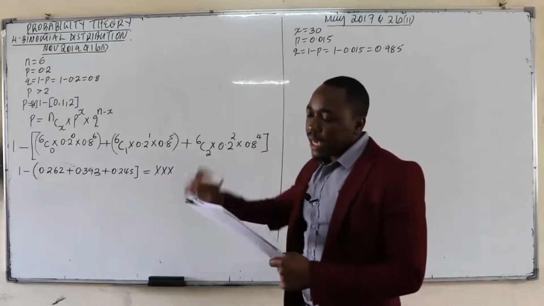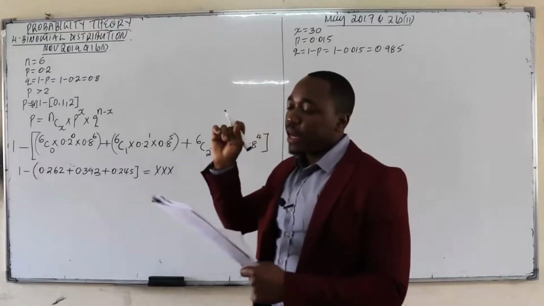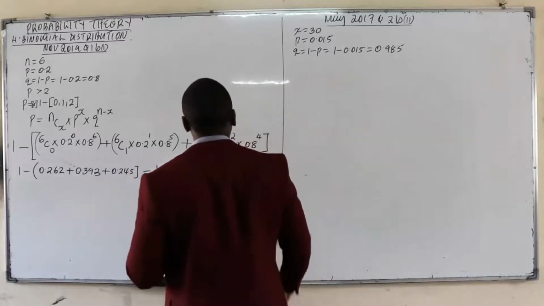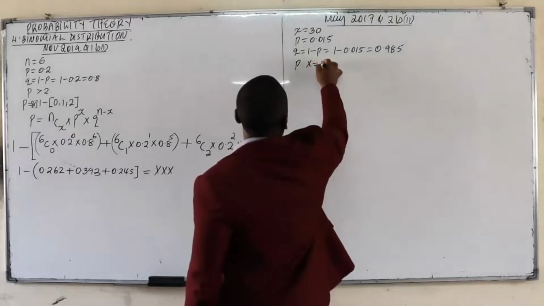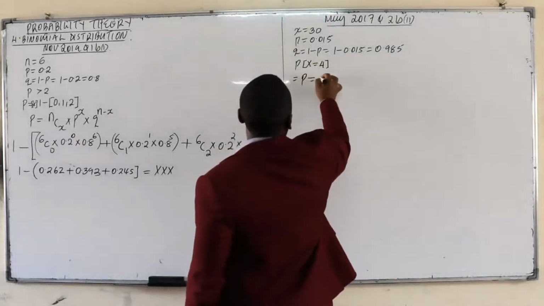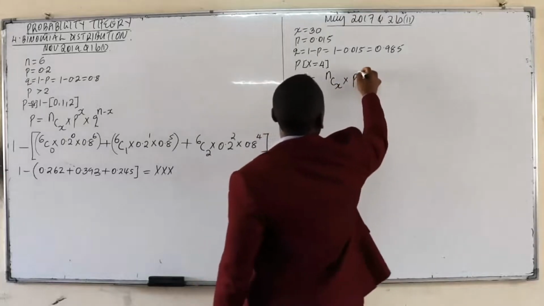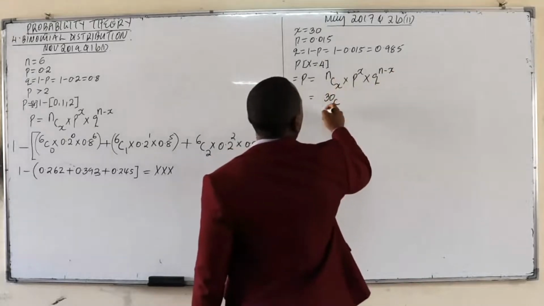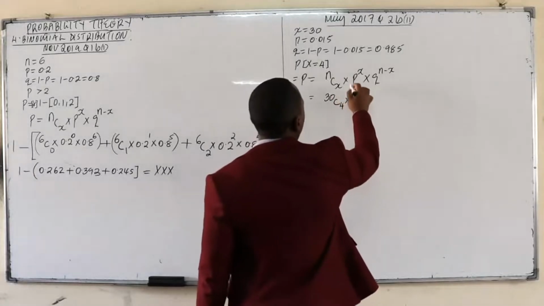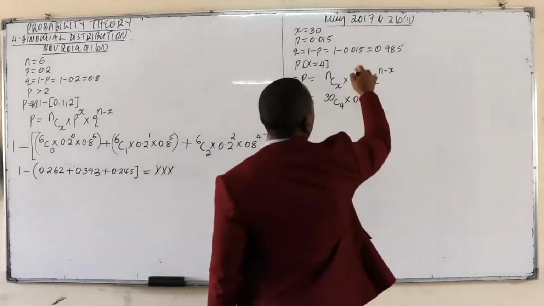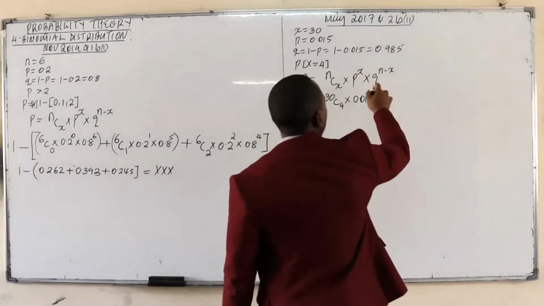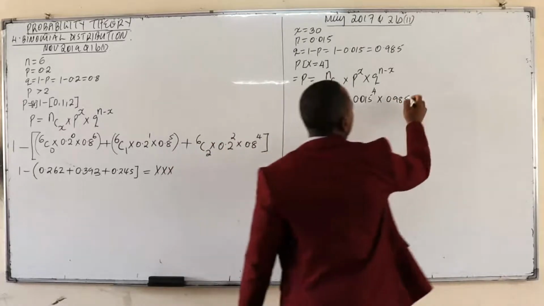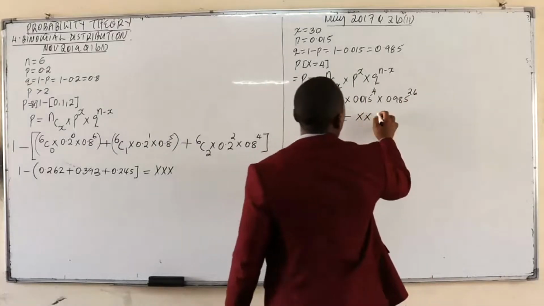Now let's go to number two of the question. The probability that exactly 4 machines break down in a given day using binomial distribution. Exactly 4 breakdowns: probability that X is equal to 4. So that probability is equal to nCx p raised to power x, q raised to power n minus x. X is 4, p is 0.015 raised to power 4, times q, our q is 0.985, raised to 30 minus 4, of which you get 26, and you get your probability. So you can copy now.